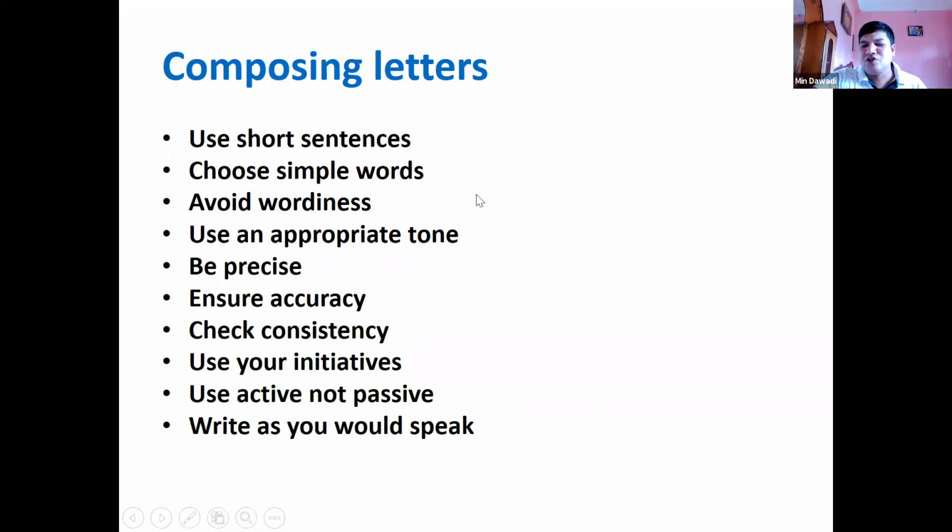Use appropriate tone. यो हिजो पढेको. Use the positive tone, appropriate tone. You use language in such a way that the audience will feel good, will feel pleased, will not be hurt, will not feel inferior, will not feel bad or something negative about you. So use appropriate tone here. Be precise. Don't write too long. Be exact. Use the exact expression that gives specific, exact information.